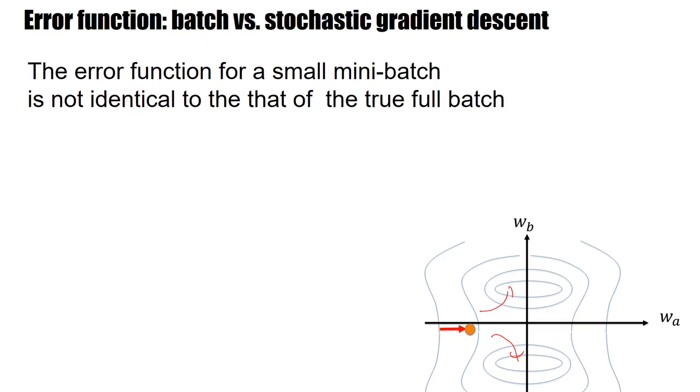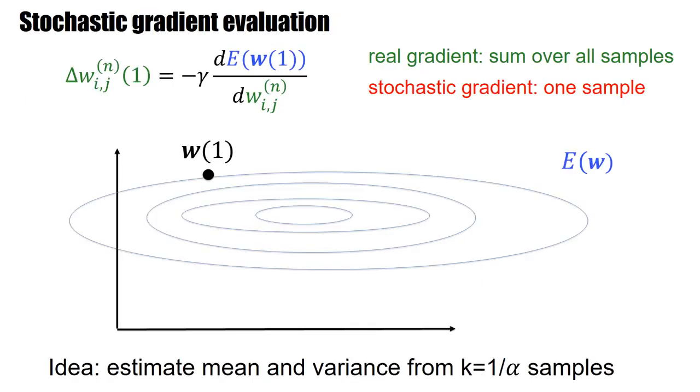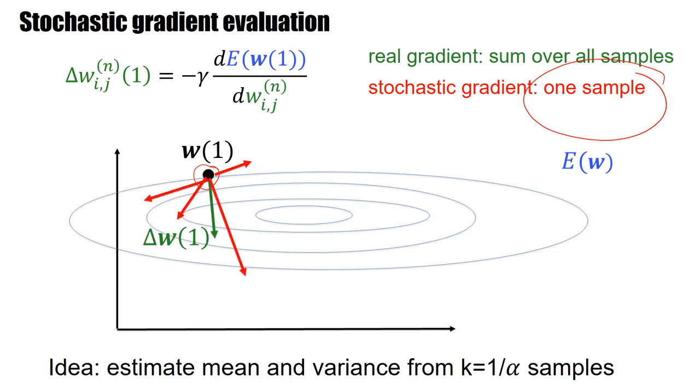And this is even more extreme if we work with stochastic gradient descent, where we have only one data sample at a time. So here is stochastic gradient. We have one sample at a time, and we start here. The true error function would give a gradient in this direction, but since the data is noisy, since we look at one sample at a time, for one sample it looks this way, for the next one this way, for the third one this way, for the fourth one this way.